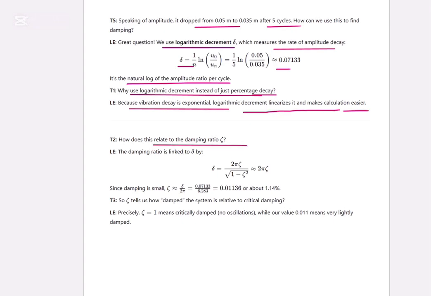How does this relate to the damping ratio? We know this is the formula for the damping ratio. We can calculate it to be about 0.0114, or 1.14 percent. So the damping ratio tells us how damped the system is compared to critical damping. This is very underdamped; the damping ratio is very small. Precisely, if the damping ratio equals 1, it is critically damped, with no oscillations. Our value, instead of 1, is 0.011. That means 1%. It's very lightly damped.